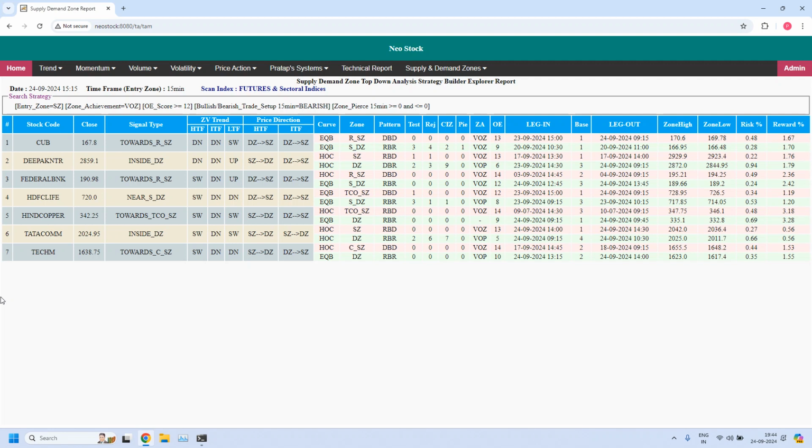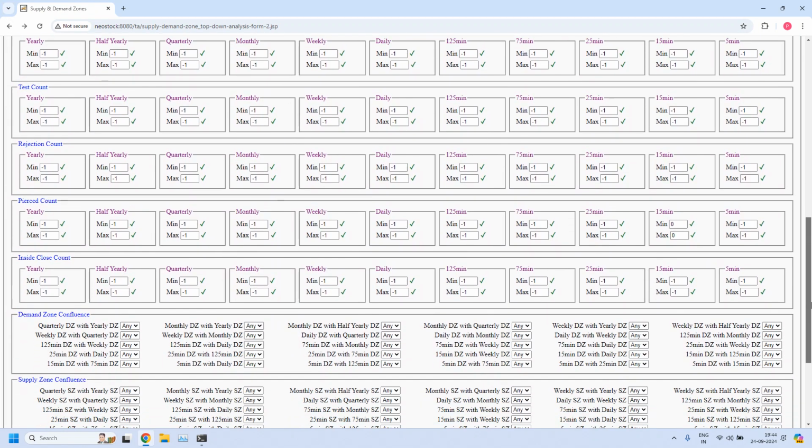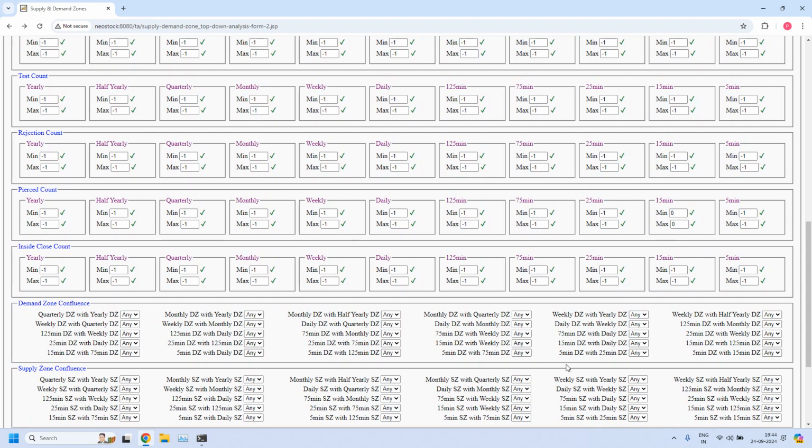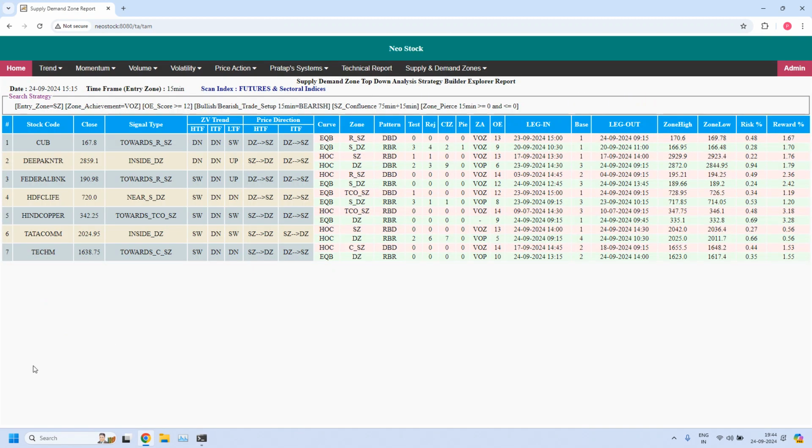Now let's verify how many of these stocks are having an ITF confluence. That means the 15 minute supply zone should be part of the 75 minute supply zone. To improve the probability, let's verify. In the supply zone confluence, 15 minute supply zone with 75 minute supply zone, I am enabling the filter. So out of 7, all the 7 stocks are having ITF confluence. All the stocks.